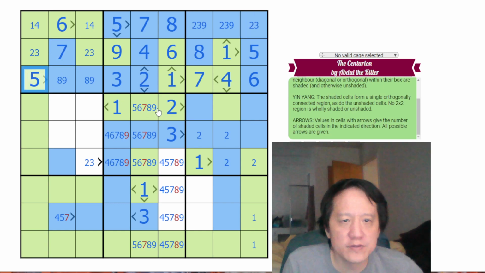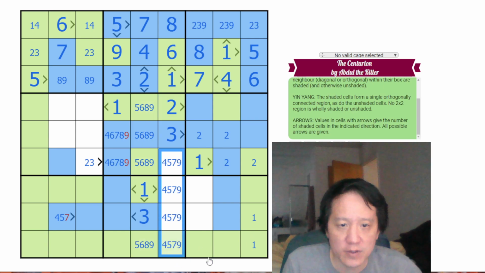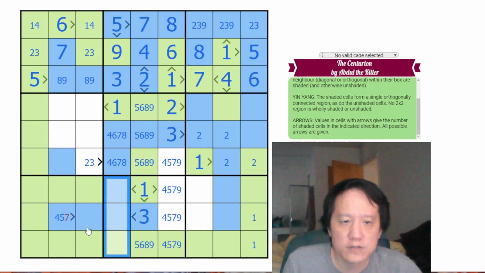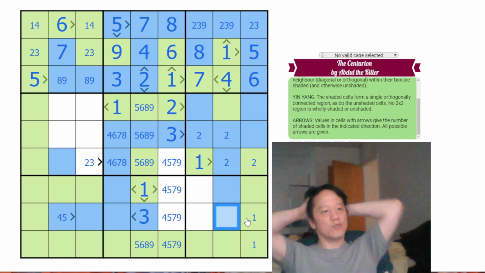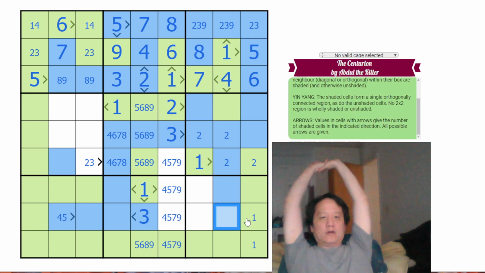So this is 7, this is 5, this can't be 7, this can't be 7, this can't be 8. Okay. So what we have here, this can't be 9. This cannot be 7, because that's there. We have 1, 2, 3, 4. So one at most is shaded here.